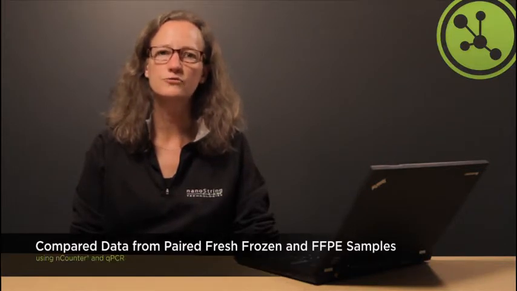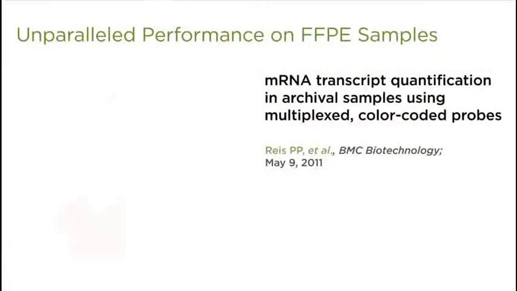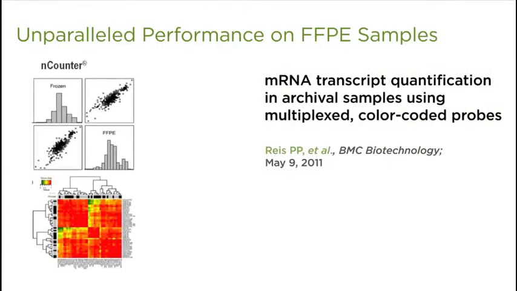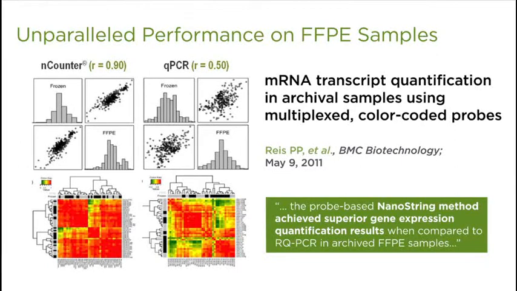This paper by Patricia Rees et al. from the Ontario Cancer Institute demonstrates the advantage of nCounter in evaluating FFPE specimens. The authors compared data from paired fresh frozen and FFPE samples of oral carcinoma tissues using nCounter and quantitative qPCR. The figures on the left show nCounter data, which had a Pearson correlation coefficient between FFPE and fresh frozen of 0.9. The figures on the right show equivalent data for qPCR, which had a correlation coefficient of 0.5. The authors conclude that nCounter is a better platform for gene expression analysis of FFPE samples.